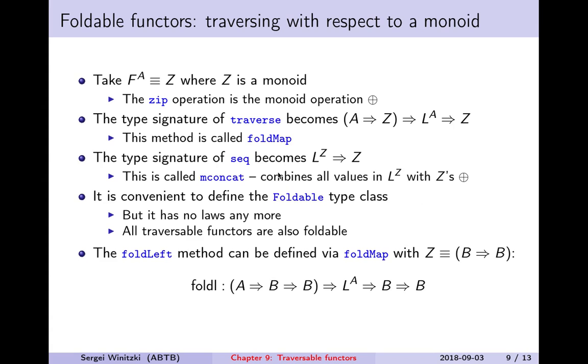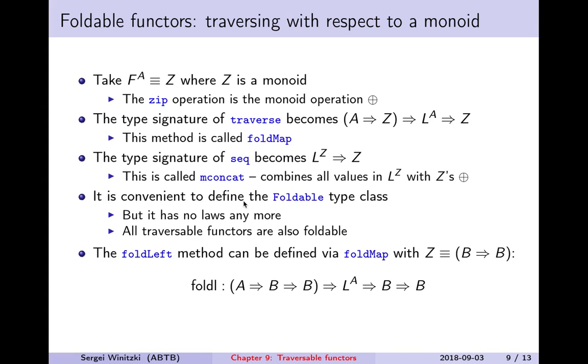Now, there aren't any more laws because the laws are about combining. Well, the identity law will be automatically satisfied, and the composition law is trivial because you can't compose these things, because you take two monoids, compose them, you get the second one. The first one is just gone. And so all these laws are trivially satisfied. There aren't any laws anymore for this foldable operation, for the foldMap. There aren't any laws. All traversable functors have these operations.